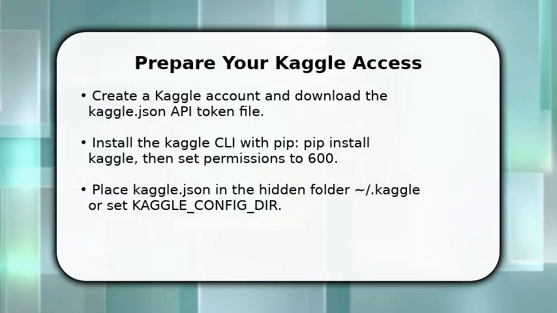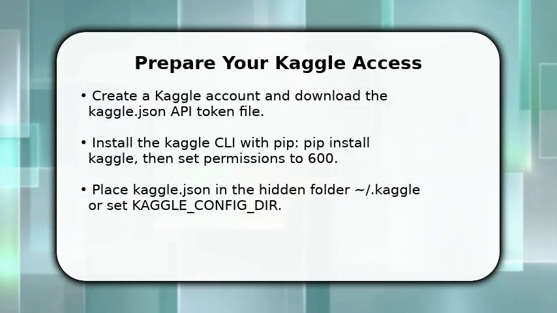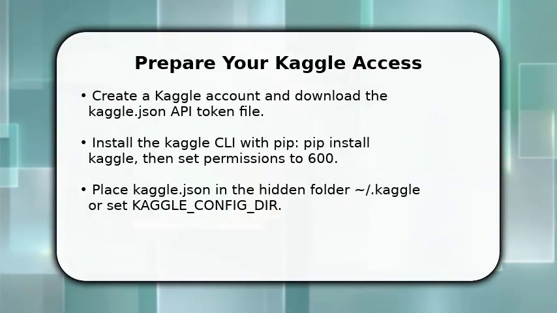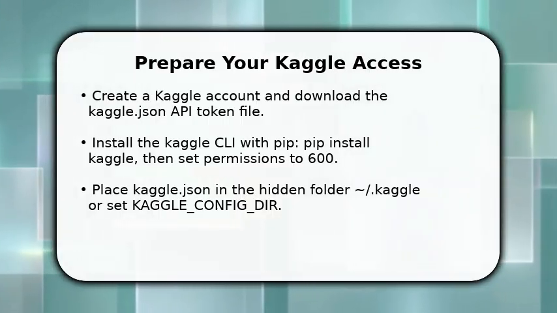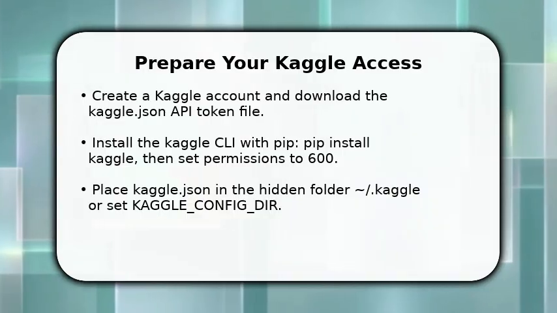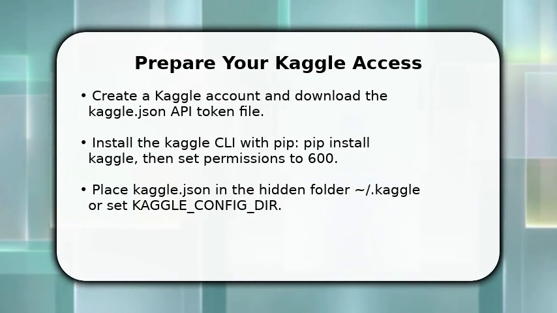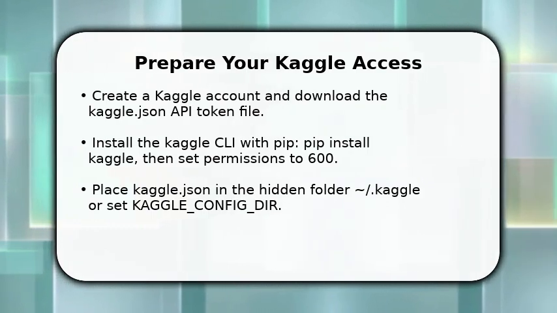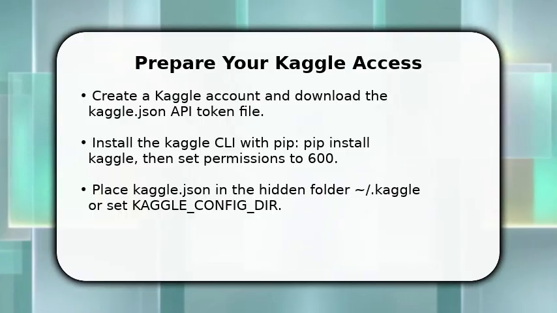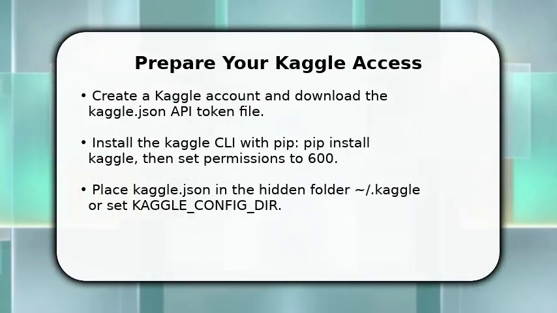Install the official Kaggle CLI using pip install kaggle on your machine or virtual environment. Move kaggle.json into the hidden folder ~/.kaggle for Linux or macOS. Finally, set file permissions with chmod 600 ~/.kaggle/kaggle.json to keep credentials secure.